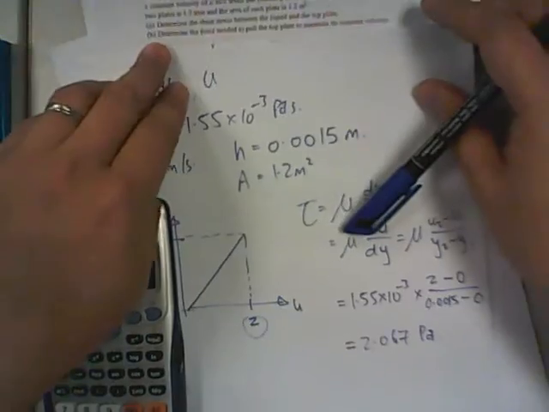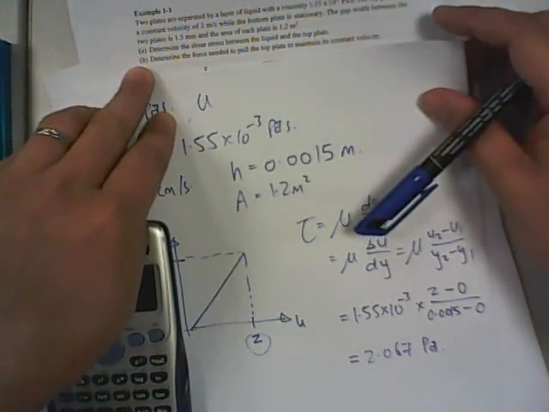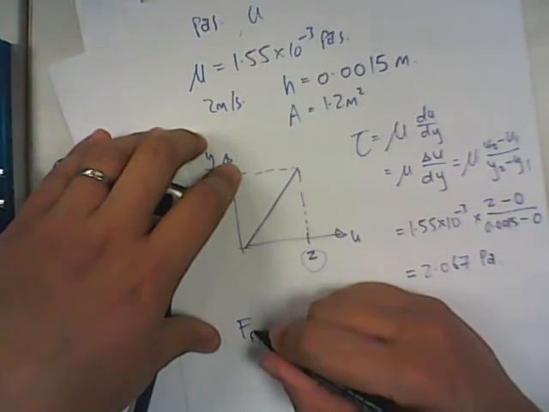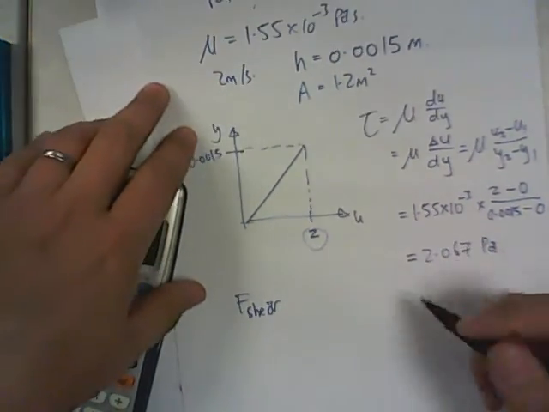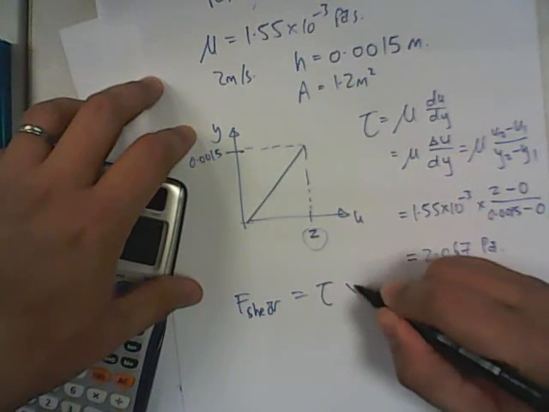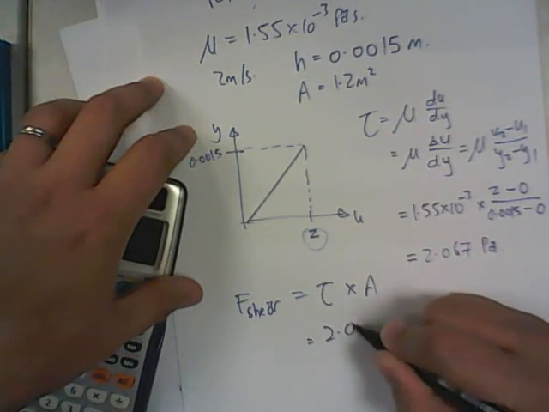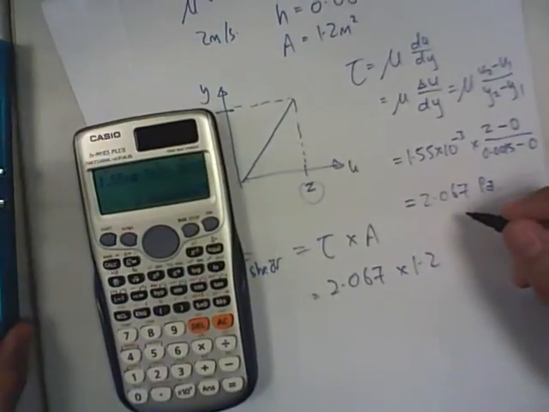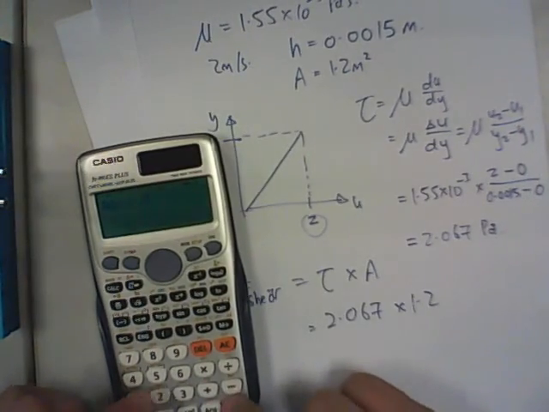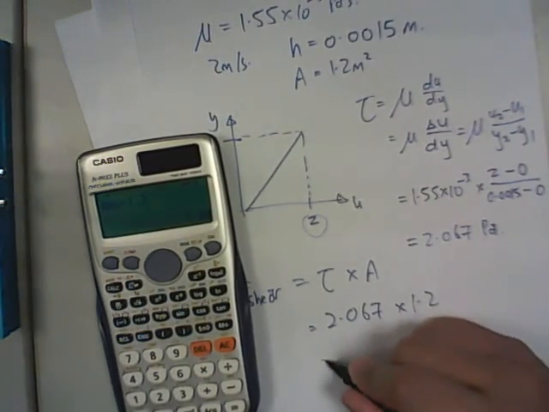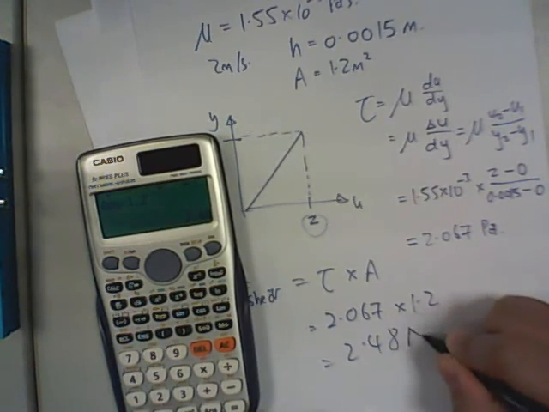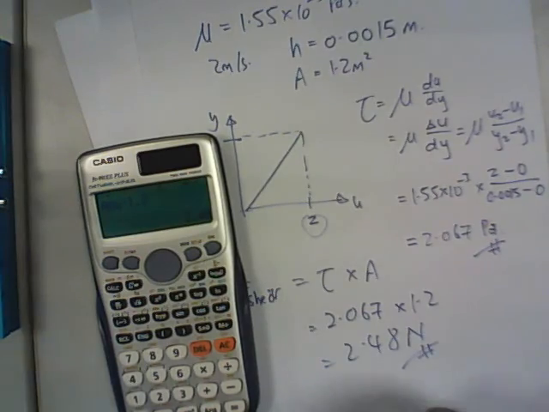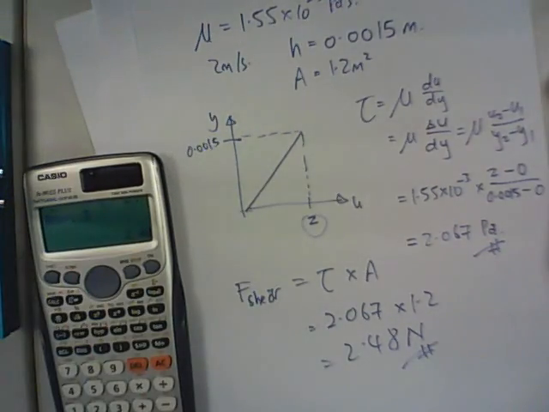And determine the force needed to pull the top plate. Okay, it means that you're asking for the shear force. Okay, shear force is simply shear stress multiplied by area. 2.067 times 1.2 meters square. So you get 2.48 newtons. Okay, so these two are the answers to example 1-1.